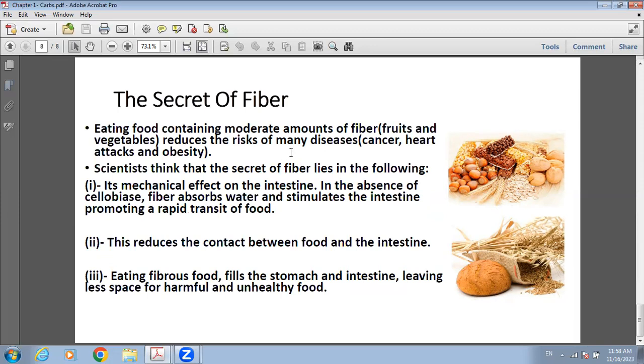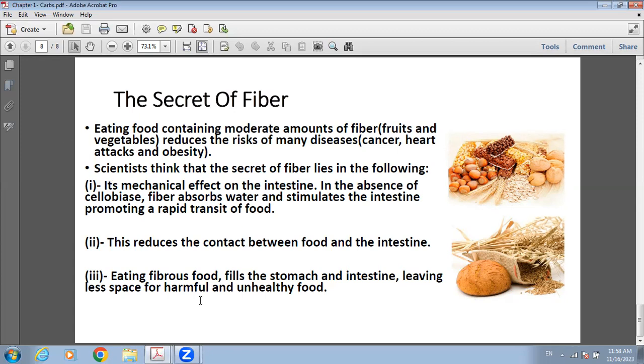Scientists think that the secret of fiber lies in the following. First, its mechanical effect on the intestine. In the absence of cellobiase, fiber absorbs water and stimulates the intestine, promoting a rapid transit of food. Second, this reduces the contact between food and the intestine. Third, eating fibrous food fills the stomach and the intestine, leaving less space for harmful and unhealthy food.